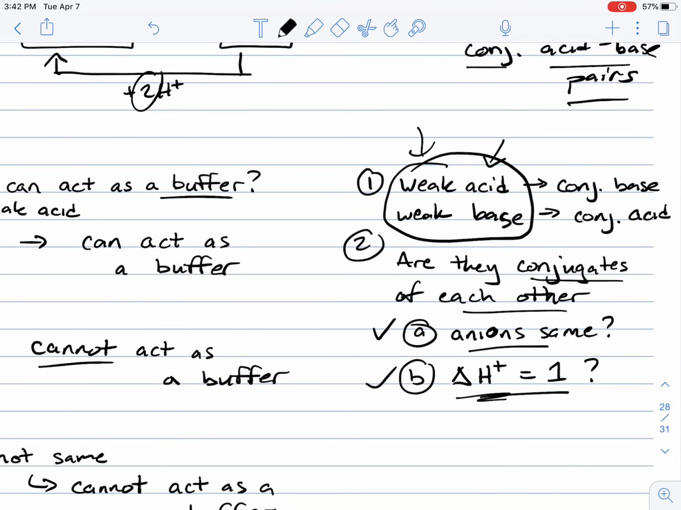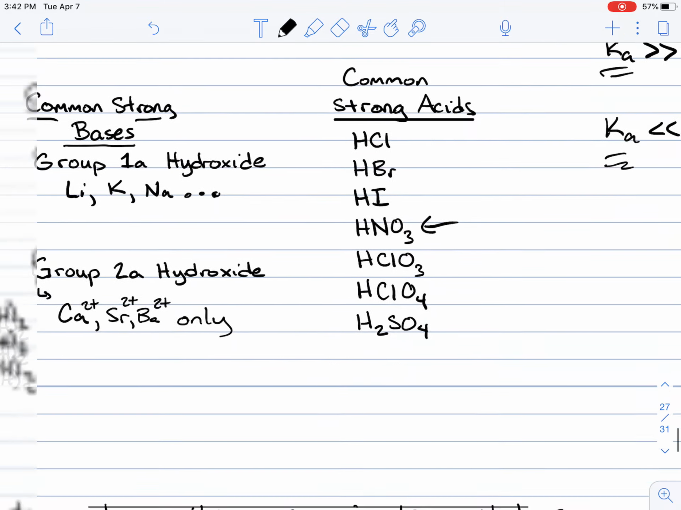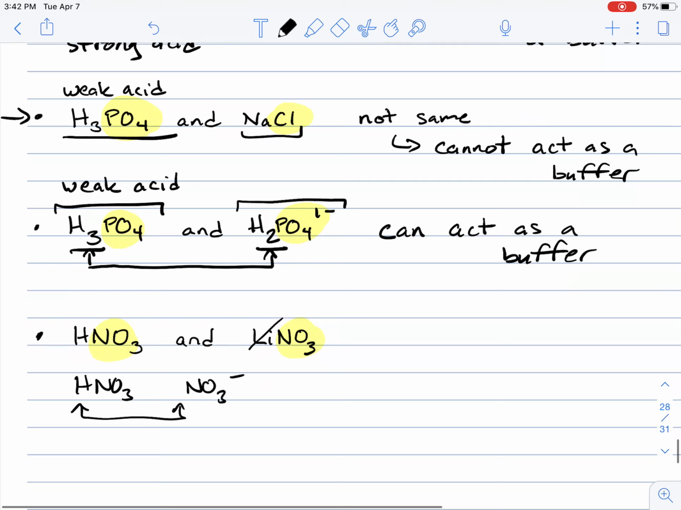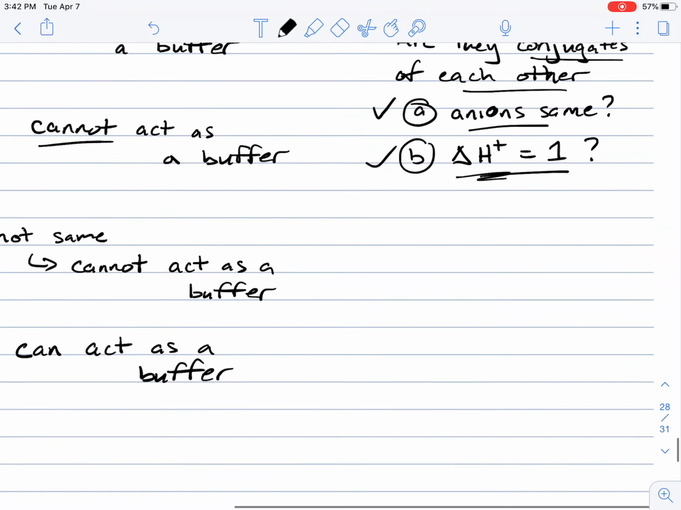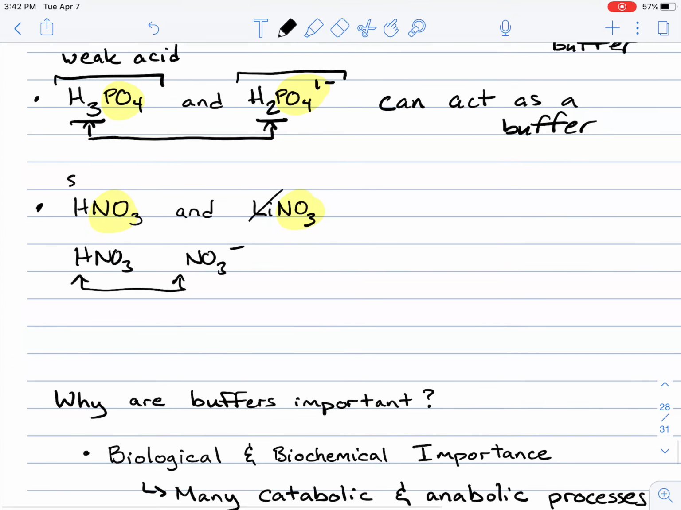And so we need to check if HNO3 is a weak acid or a strong acid. If you look at the list of common strong acids, boom, HNO3 is right on that list. Therefore, since it fails this first prerequisite, HNO3 is a strong acid, we can conclude that these two compounds, when placed in a solution, cannot act as a buffer.